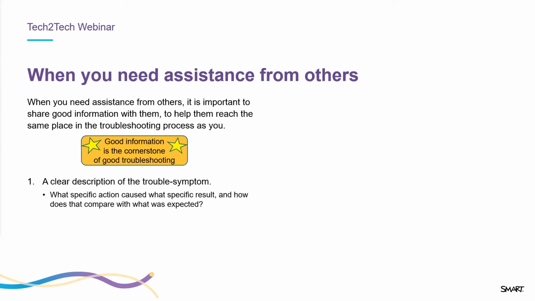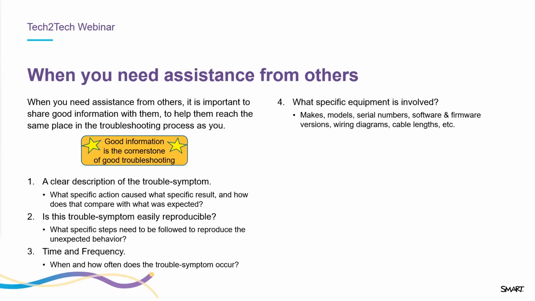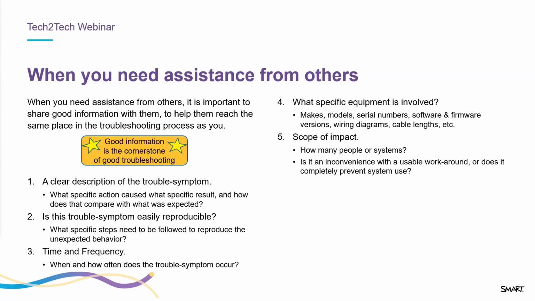A clear description of the trouble symptom. Is it reproducible? And how do you reproduce it? The time and frequency, how often does it occur? What specific equipment is involved? And the scope of impact. These are the 5 points that we discussed earlier in this presentation. But if you're asking for help from others, there's more than that.